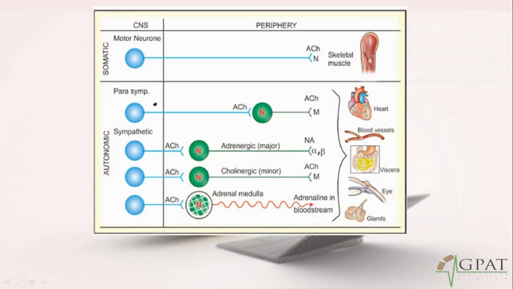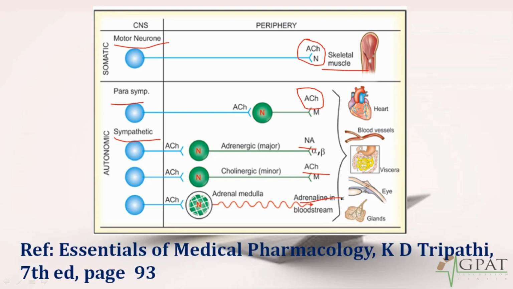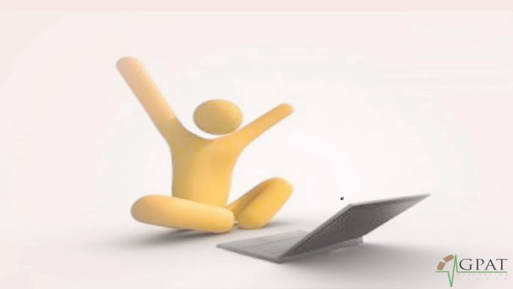Here, these are the somatic motor neurons related with the skeletal muscles. Main neurotransmitter is acetylcholine, and this is the parasympathetic. Here, major neurotransmitter is acetylcholine. While in the sympathetic, it is noradrenaline, acetylcholine, adrenaline, different. Okay. So, you can refer to Essentials of Medical Pharmacology by K.D. Tripathi, 7th edition, page number 93.